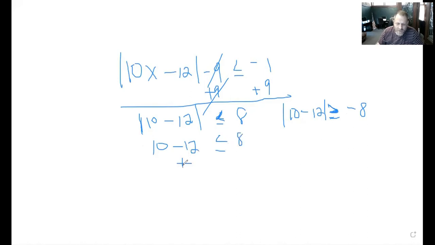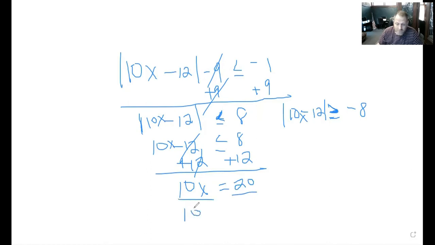Okay, so get rid of that 12, guys. Cancel, cancel. I'm missing an x too here. So 10x equals 20. 10, cancel, x equals 2.